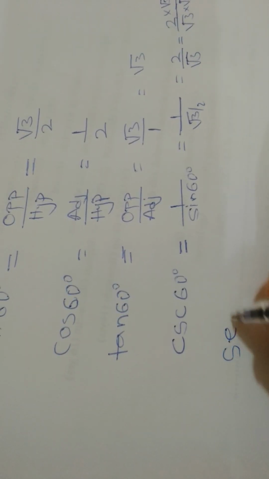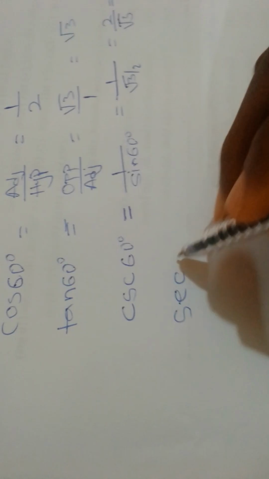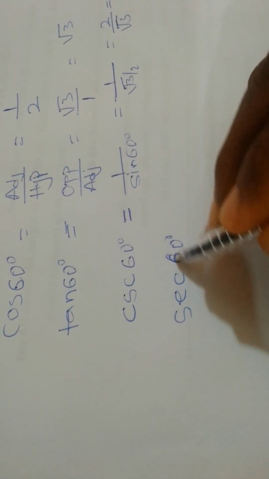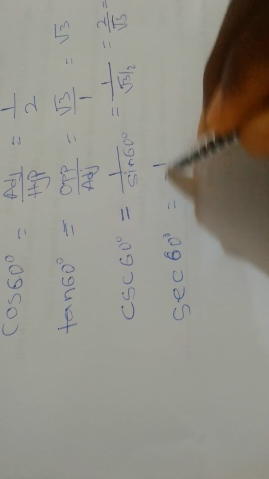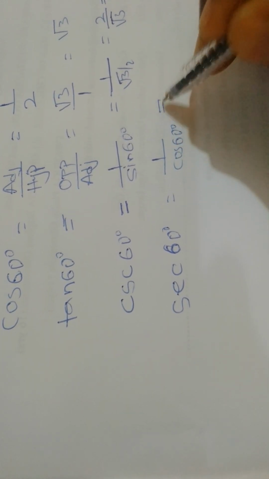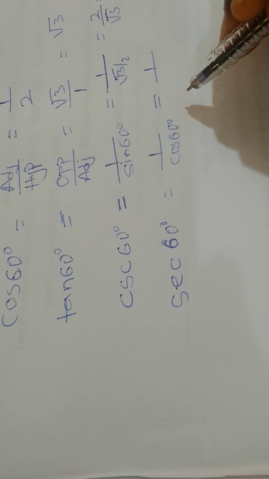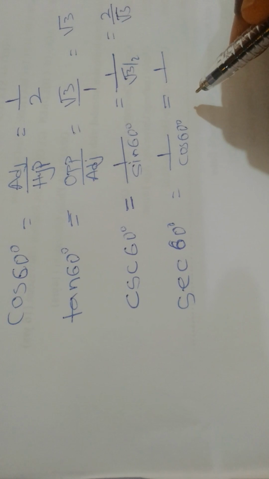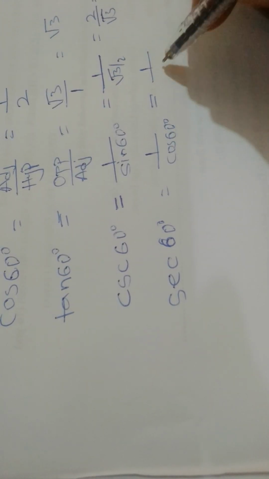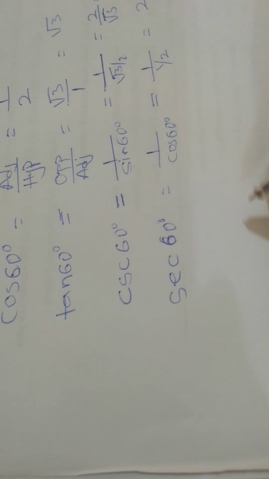So then let's go for secant, which is written as secant 60 degree. That's the reciprocal of cosine 60 degrees. So it's going to be 1 over, we have obtained the value of cos 60 degrees to be 1 over 2. So 1 over 1 over 2, reciprocal of that is going to be 2.